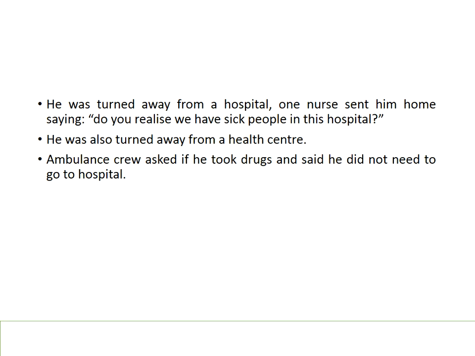One nurse sent him home saying, "Do you realise we have sick people in this hospital?" He was also turned away from his local health centre by his GP staff. And the ambulance crew eventually picked him up, asked him if he took drugs, and he said he did not, and that he did not need to go to hospital. So you can see a massive failing in the system caused by those poor first impressions.